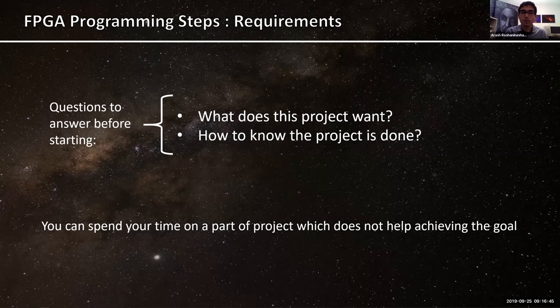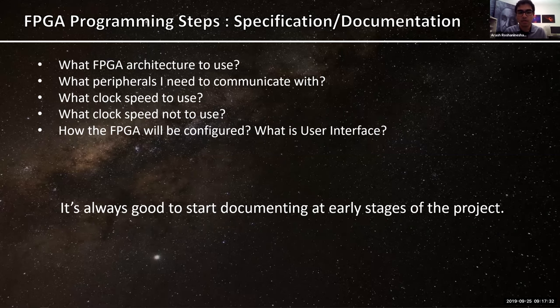So the first step is requirements. This is a step that we should really answer before starting the project. When we want to use FPGA for a design, first we should answer what does this project really want? And very importantly, how do we know that the project that we have designed is done? Because you might spend a lot of time working on parts of the design which do not really contribute to achieving the goal of the project. So this is an important step to first make sure everything is settled and answered, then you should start working on the project.